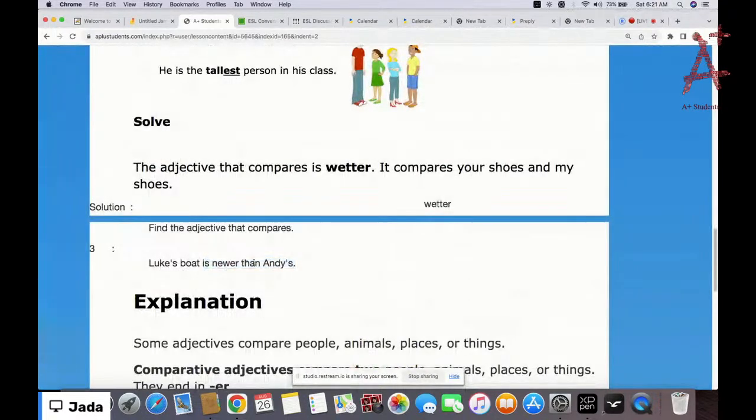Luke's boat is newer than Andy's. So it's comparing two people, Luke and Andy, and Luke's boat is newer. Okay? Newer, once you have ER, it is comparative. Okay?